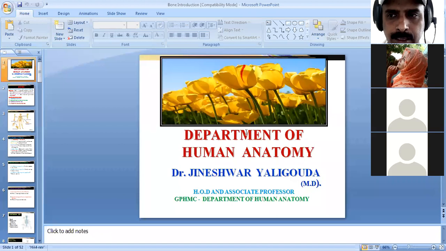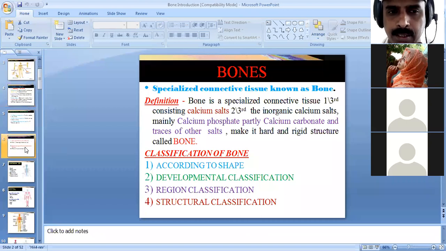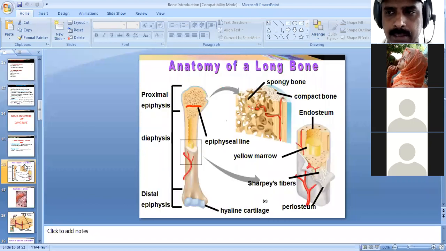Can you see the slides now? Yes, sir. Are you seeing all the slides? Only the bone definitions, sir. Yes, that is only, but after that you have seen the structural diagrams. Yes, sir. This is compact and cancellous. Okay, yes sir, this is all there.